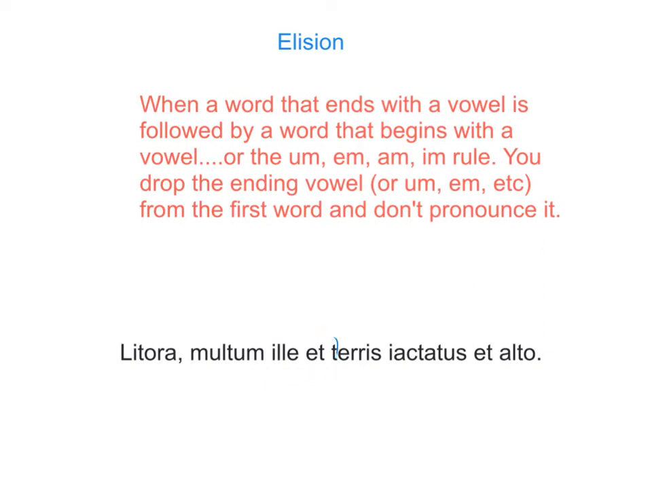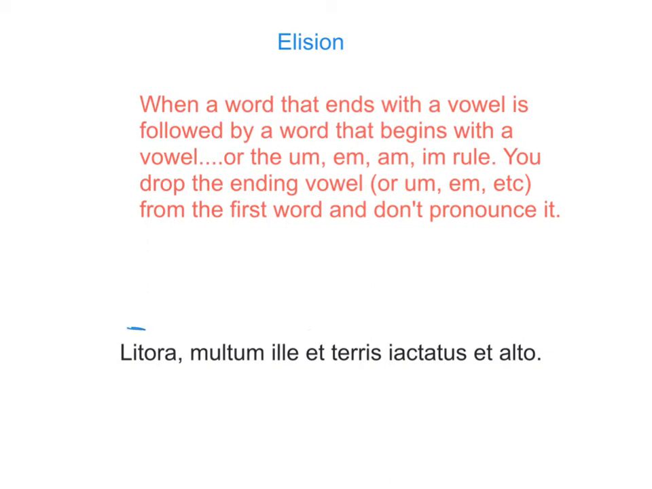You have to kind of cut out one of the vowels. Elision literally means to cut out. So I'm going to show you how to scan this, but it's important that you are looking for these things. When words start with a vowel, look at the word before it to make sure it didn't end with a vowel, or with a UM or an AM or an EM or an IM, because you might ruin your scansion if you don't catch that. So it's kind of important. Let me just show you what I mean by doing this one.